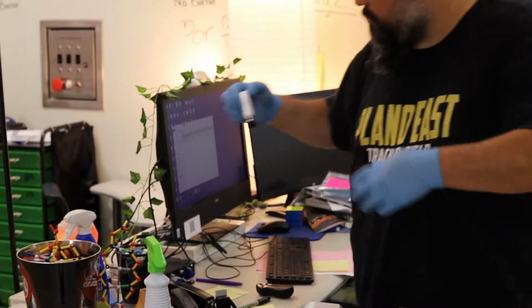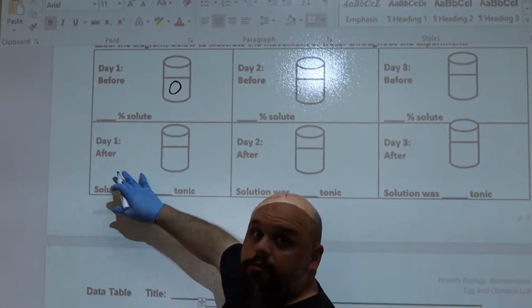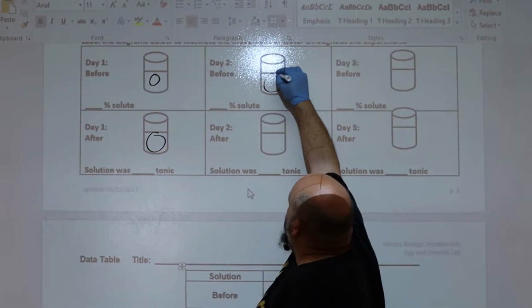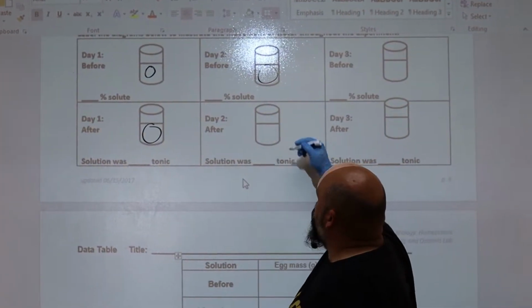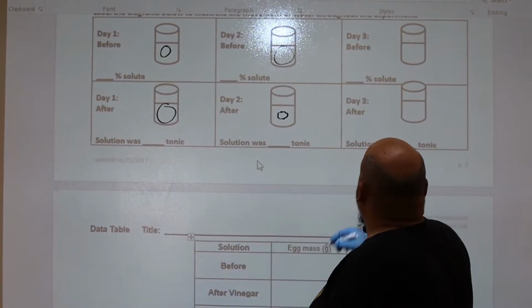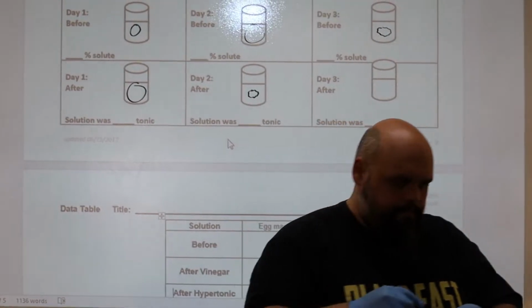Okay, day 1, regular egg. After vinegar, it was big. All right, then it was big here at the start of day 2. After syrup, it was a sad excuse for an egg. All right, and then that's the beginning of day 3. Now what do we have today? Let's find out.